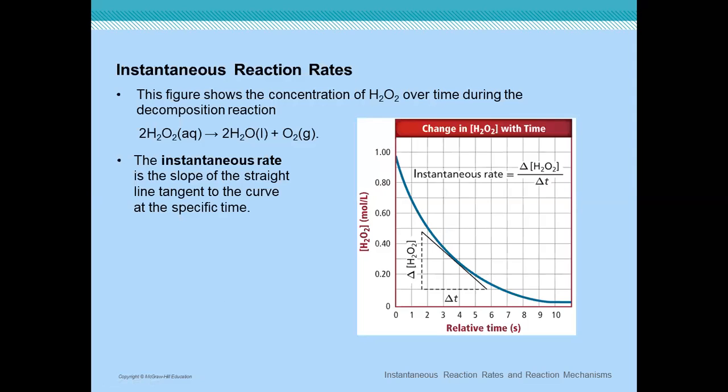As I said before, the meaning of decomposition reaction is that any compound can be decomposed by heat or by electricity into simple substances. As this is H2O2, hydrogen peroxide, after its decomposition it will change into H2O, which is water, and O2 evolves. So this instantaneous rate is the slope of the tangent line to the curve at the specific time. This is the instantaneous rate. I have this equation.